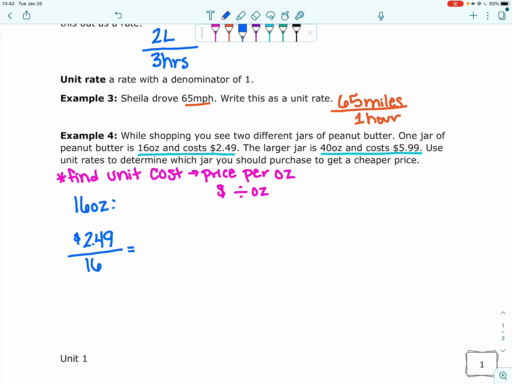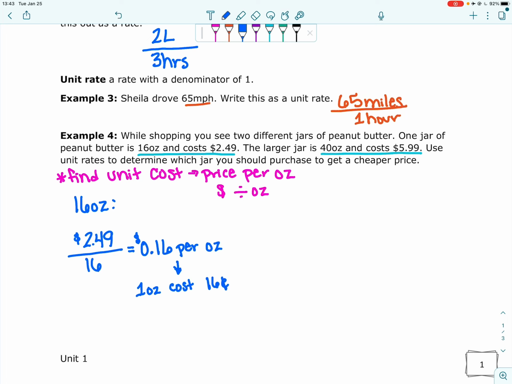So $2.49 divided by 16 is 0.16. We're talking about money. This is the price per ounce. So for 1 ounce of peanut butter, you're paying approximately 16 cents. Okay, let's write that out. 1 ounce of peanut butter is going to cost about 16 cents in the 16-ounce jar.